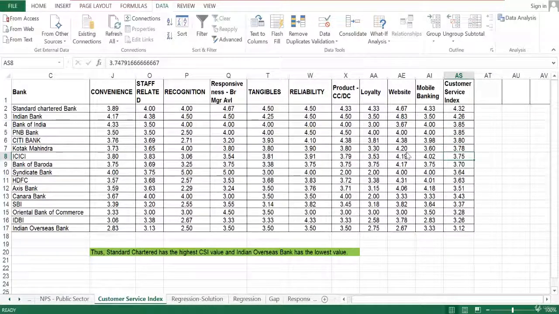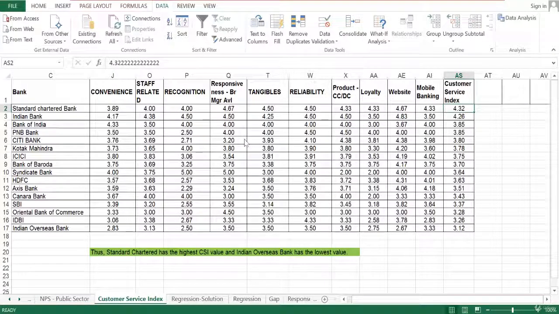We are calculating this in order to reach a conclusion: which is the bank with the highest CSI value, the customer service index, and which is the bank with the lowest CSI value. From this analysis, we see that Standard Chartered has the highest CSI value, whereas Indian Overseas Bank has the lowest. So there is something terribly wrong with the way service has been delivered from Indian Overseas Bank to its customers. For Standard Chartered Bank, it is a very positive sign that the customer service index is high compared to all the other banks. They are winning over their competitors with respect to the customer service index.